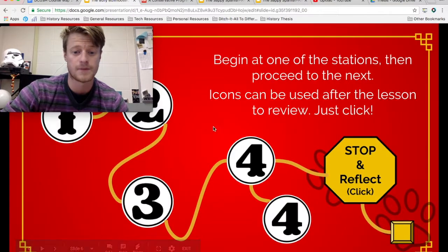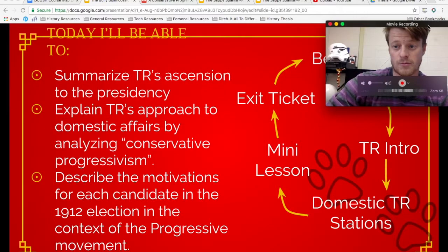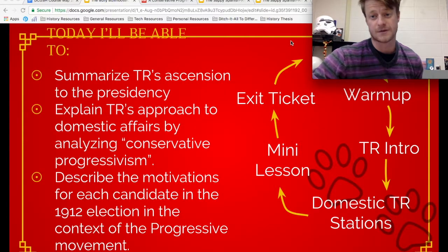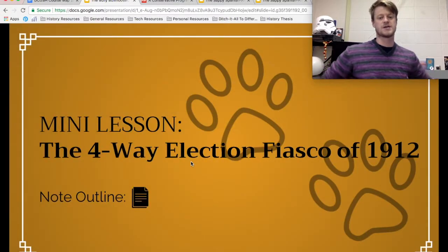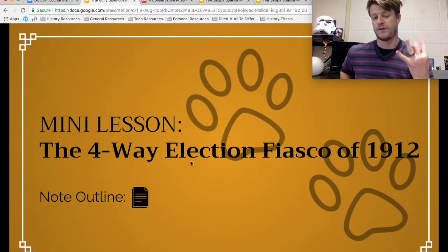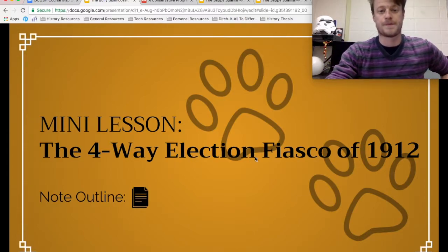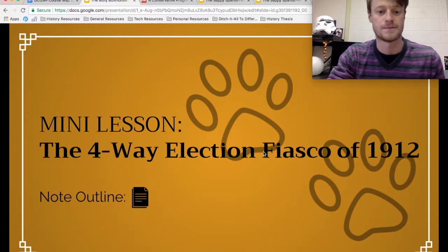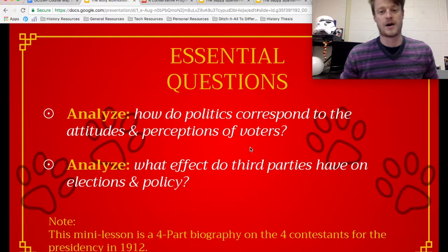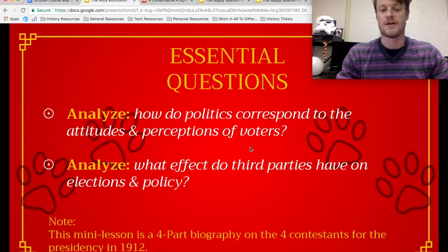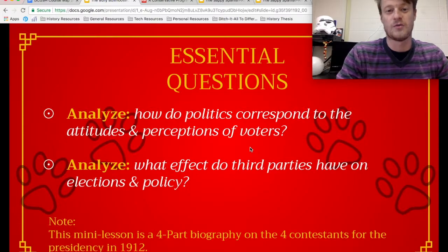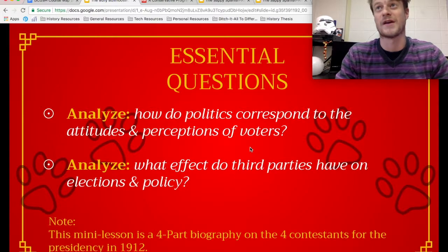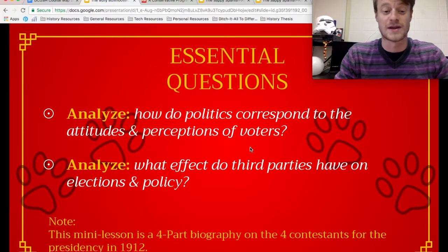Okay, now this will change a little bit when we talk about the election of 1912, which is going to be our next topic. And our motivations here, you can see that for TR, this drastically shifted during the time of his presidency. So we look at the motivations for each candidate in the 1912 election, because there were four candidates running for the presidency. This is going to be our main mini lesson. We're going to look at how politics correspond to the attitudes and perceptions of voters, and also at third parties, because, as you'll see, TR is going to create probably the most successful third party chance to ever become president.